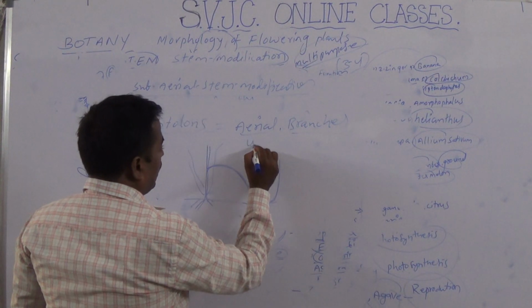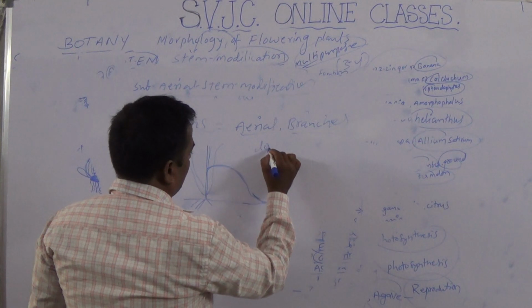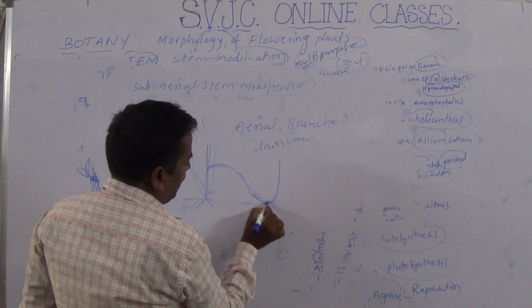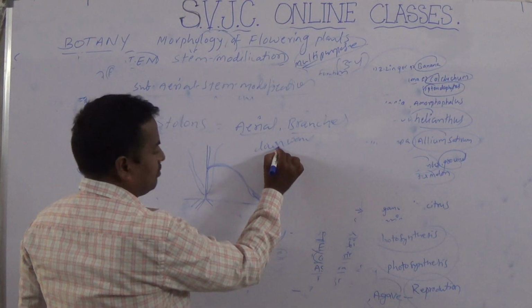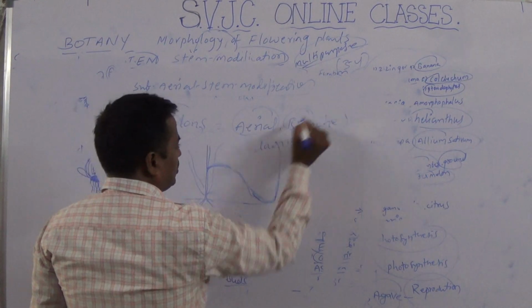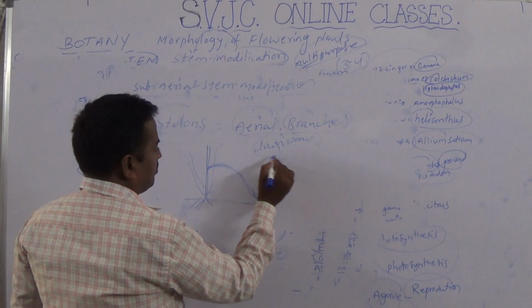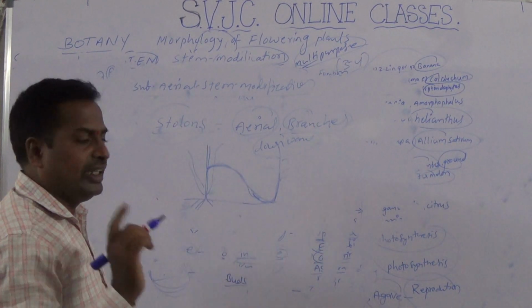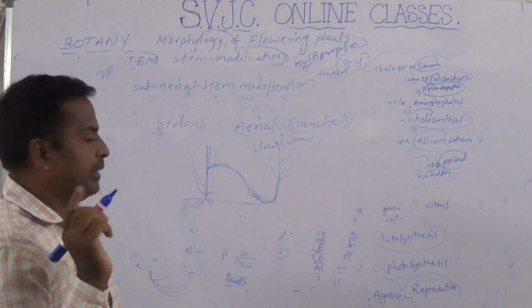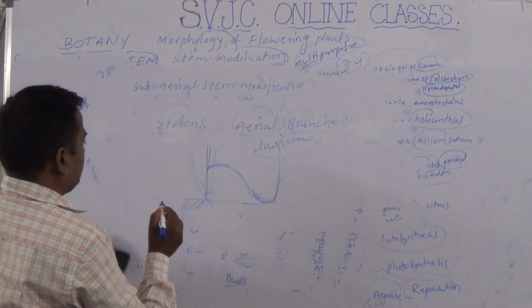It grows downward, positively geotropic, and touches the ground to become a new plant. So that is a stolon. A stolon is nothing but an aerial branch; it grows downward and touches the ground to become a new plant. Important examples: Nerium, rosa, jasmine and wild strawberry. The best examples are stolons.